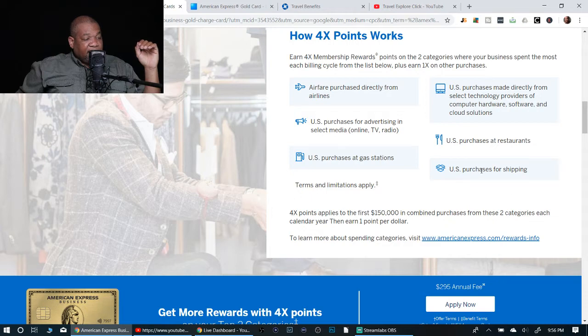So I would definitely use it for that. And then the other one, advertising, I can't think of exactly how much I get with the Chase Ink Business Plus card, but I believe I get advertising on that. So I might not need 4 times points for that. As far as the airfare, it'd be either the airfare or gas, one or the other. I'd have to think more about it.